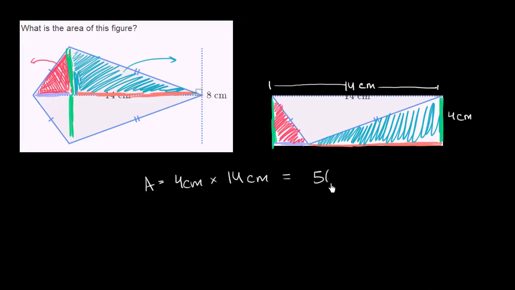16, 56 square centimeters. So if you're taking the area of a kite, you're really just taking 1/2 the width times the height, or 1/2 the width times the height, any way you want to think about it.